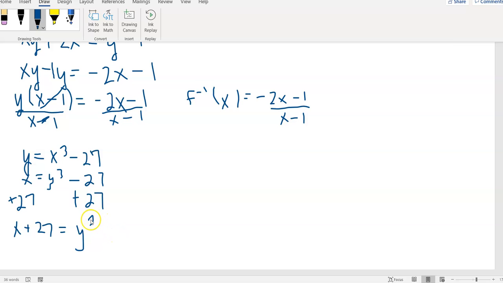Now we still want to get rid of our cube power that's on our y. So recall, just like we got rid of a square by doing the square root, we'll do a cube root to get rid of the cube. And of course, the cube root and the cube will cancel, and we'll have y by itself. And I'll go ahead now and just write it in the F inverse notation. We always want that in the front and not the back.